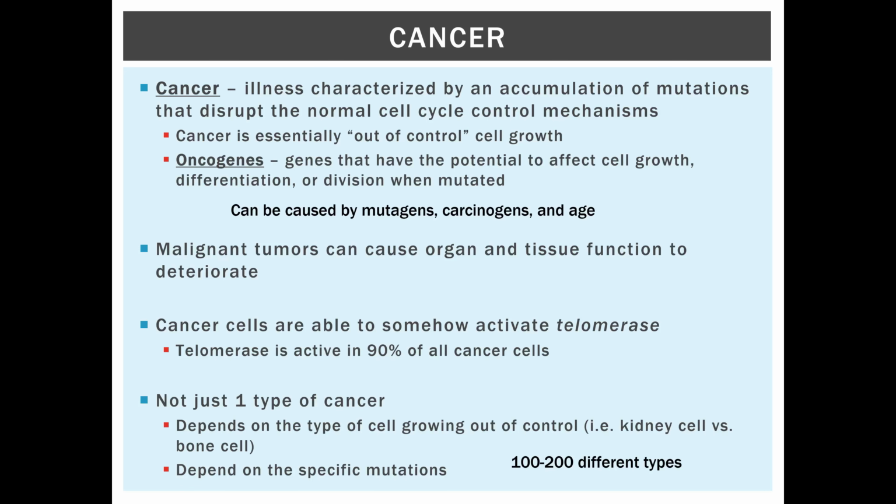The mutations that can lead to cancer can be caused by chemicals called mutagens. A mutagen is a chemical that can cause the DNA to mutate. A carcinogen is a mutagen that we know leads to cancer, like for example, cigarette smoke. And then unfortunately, just age and getting older. That is because, as I mentioned earlier, you've got a lot of cells in your body that continue to divide throughout your lifetime. And the more times they divide, the more chance they have of getting a mutation that turns them into a cancer cell.